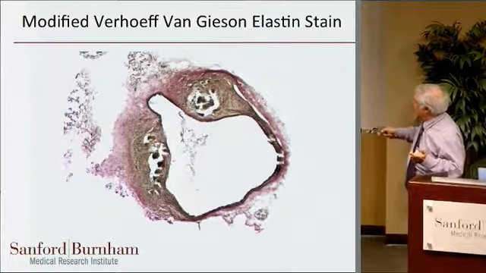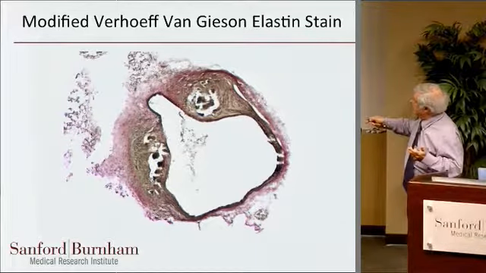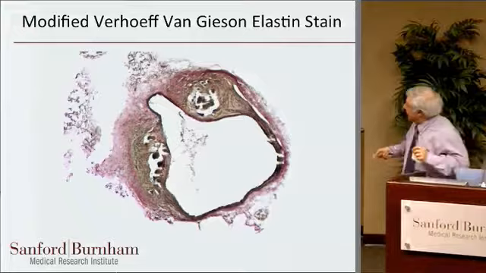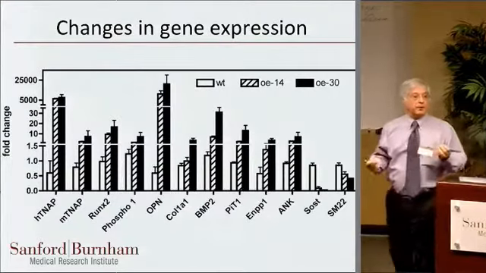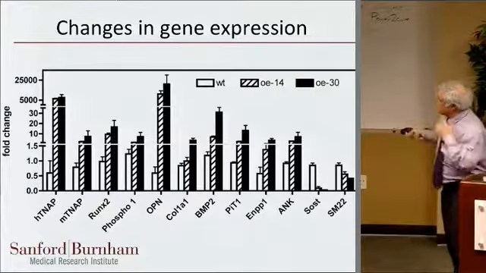Von Gieson staining for elastin shows very aberrant staining because you have all these depositions here. And what are these depositions like? Well, they essentially are bone being formed in the aortas. And these changes in gene expression show us that.